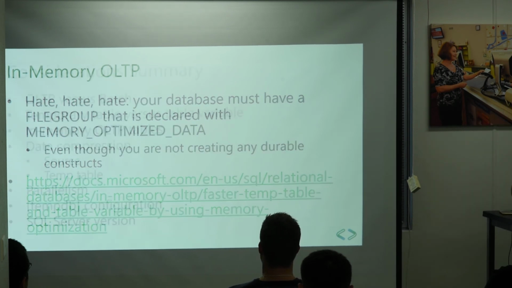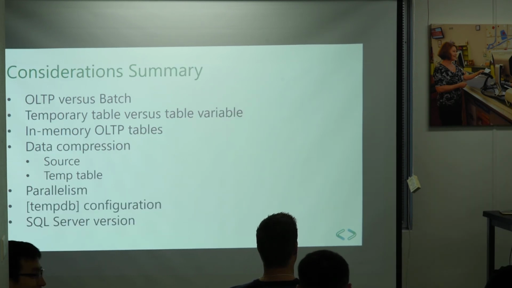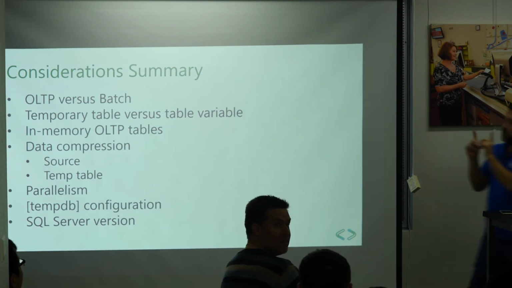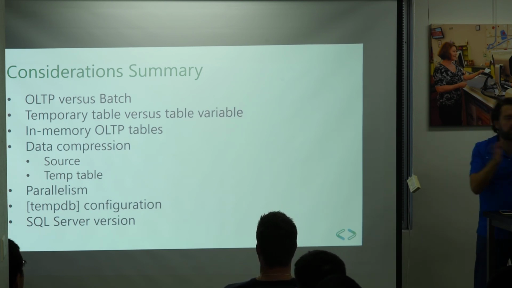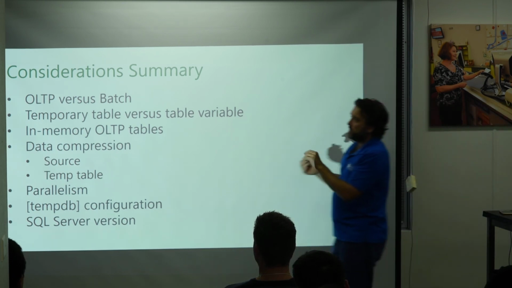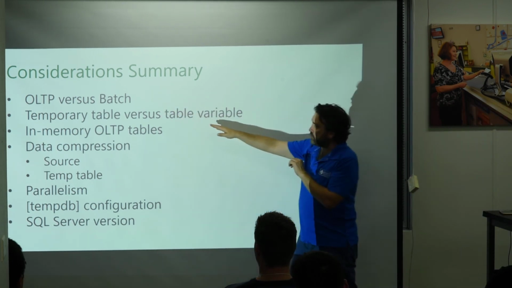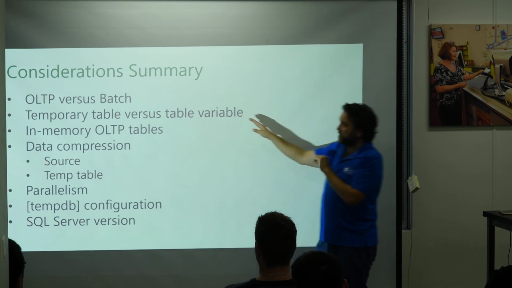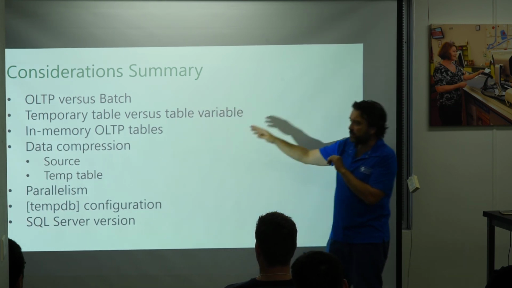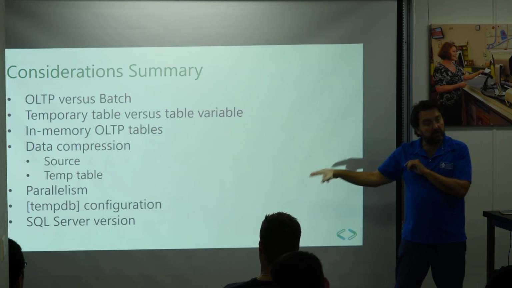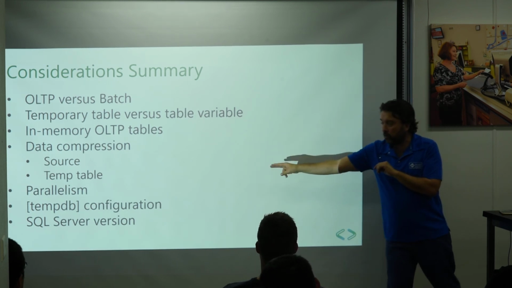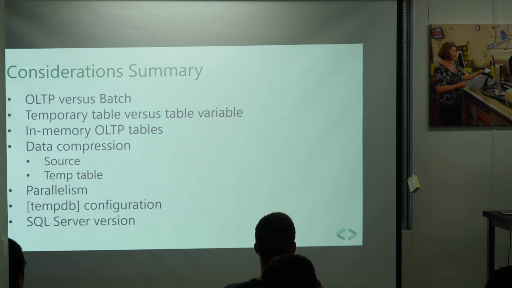Thanks, Victor. So, to summarise, you've got 30 seconds. The idea is, what I wanted to take away is not to tell you to do this or this or this, but to think about the different considerations. So you can sort of summarise it: OLTP versus batch, should you use table variables versus temp tables, in-memory OLTP tables, think about data compression, temp tables, think about parallelism, SQL Server version makes a big difference as well, and always configure tempdb correctly. I'll leave it at that.